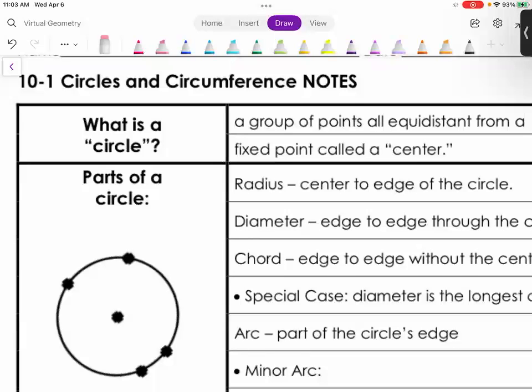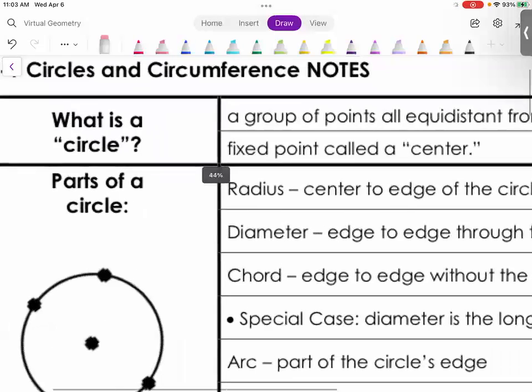Hello, everyone. We're looking at our next unit, which is all about circles. So we're going to start reviewing a little bit about what are the different parts of a circle, and then reviewing a little bit about circumference. So specifically, what is a circle?